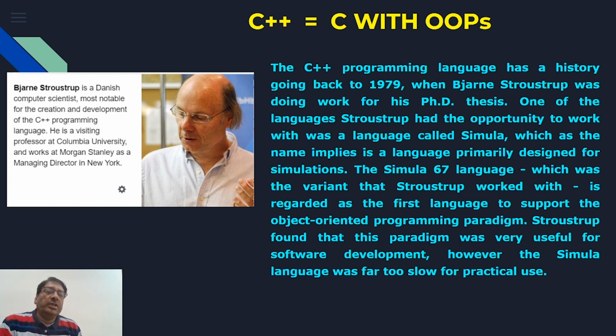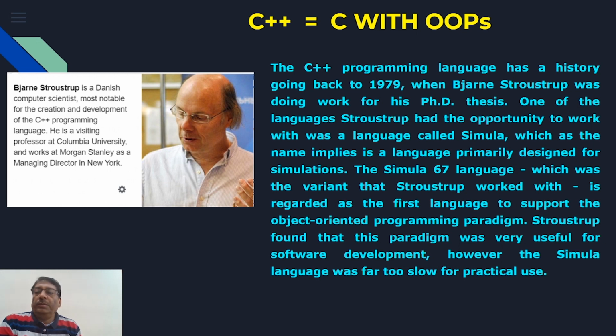Now, who developed this particular language, when it was developed, and so on? Let's try to go into the history of this language. The C++ programming language has a history going back to 1979, when Bjarne Stroustrup, a Danish computer scientist, developed it. He was working on his PhD thesis and on a simulation project. While he was working with a language called Simula, he designed this language and gave it the name C++, suitable for software development.